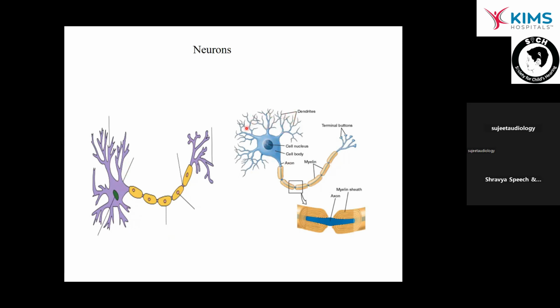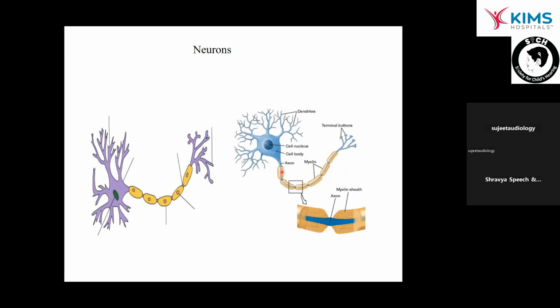Their dendrites are responsible for receiving the input from the peripheral receptors or from another neurons, and then you have the axon, which is primarily responsible for carrying the signal which is coming from the peripheral receptor or coming from the another neuron and give it to another set of neuron via the terminal button here, which you can see here.